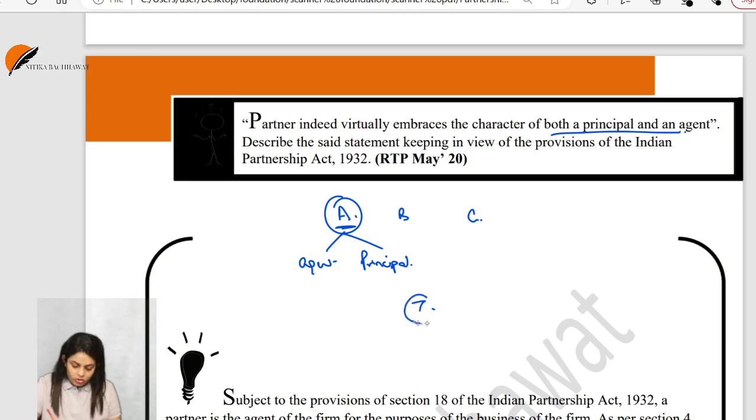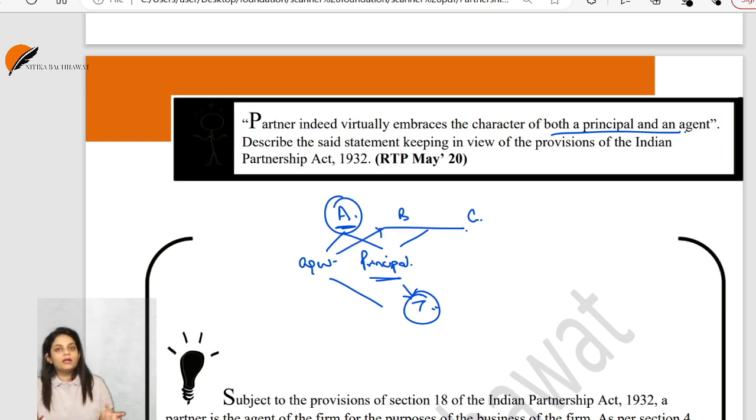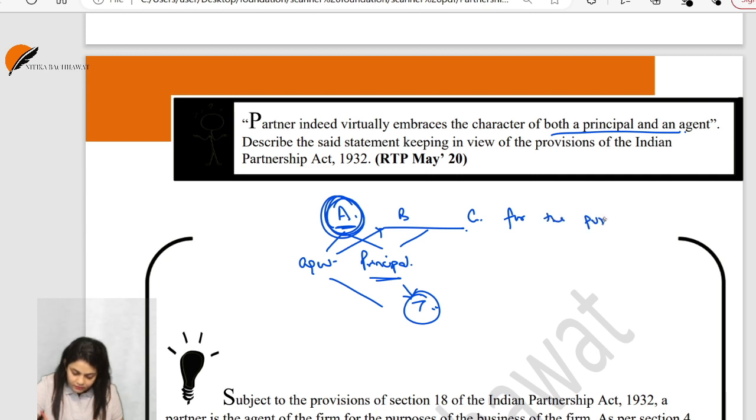So when A goes to contract with T, he is the principal. For T, he is the firm, so he is the principal. But when he goes and contracts with T on behalf of his other partners, for his other partners, he is the agent. So this active partner, whoever is doing the business in the name of the firm, he is not just the agent or the principal, he is both agent as well as principal for the purpose of the business of the firm.